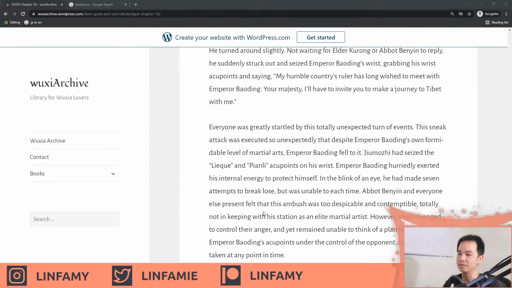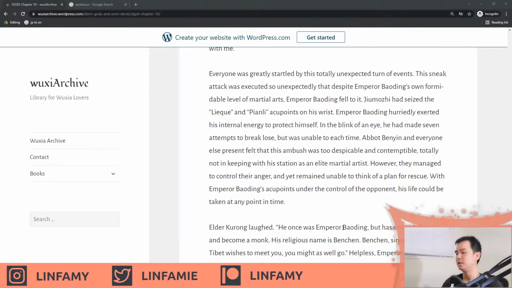Abbot Bunyin and everyone else present felt that this ambush was too despicable and contemptible, totally not in keeping with his station as an elite martial artist. However, they managed to control their anger, and yet remained unable to think of a plan for rescue. With Emperor Baoding's acupoints under the control of the opponent, his life could be taken at any point in time.